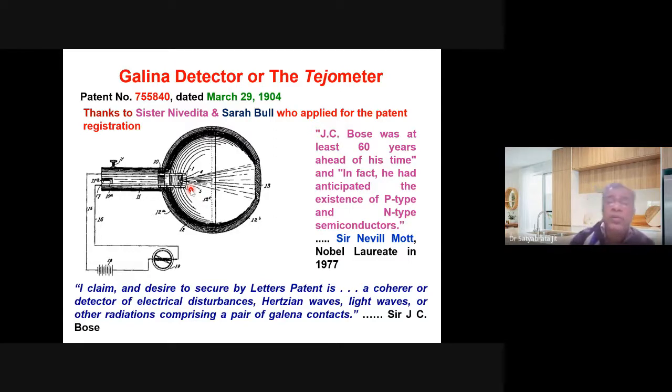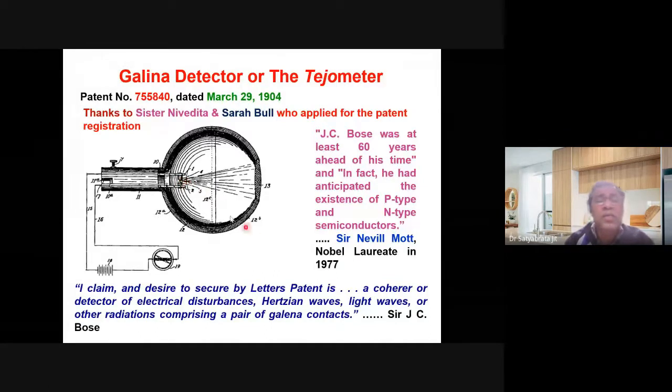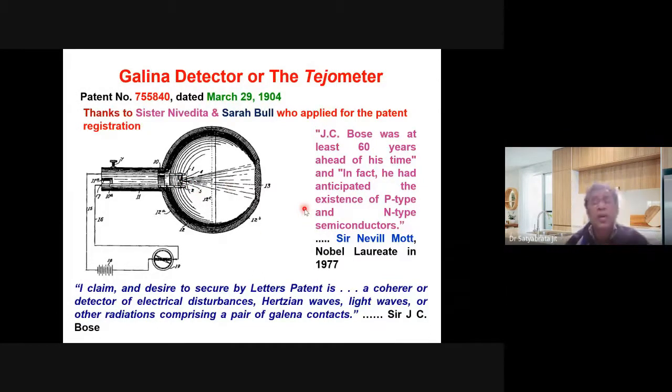Now, based on this invention, this point contact diode was, as we have already mentioned, the first semiconductor device which was patented by J.C. Bose. Because of this invention, J.C. Bose observed two or three very important things. He mentioned that the crystals used can be made of different types, which we call p type and n type.